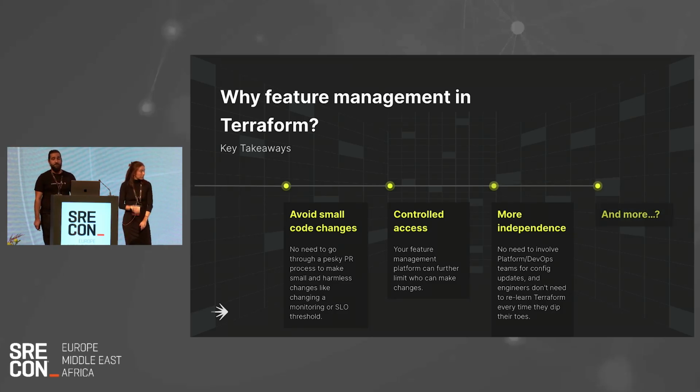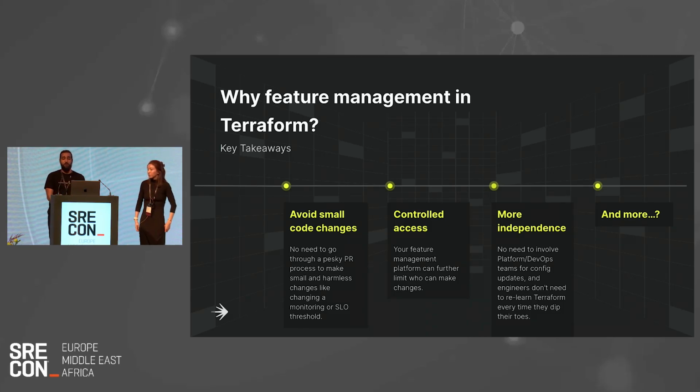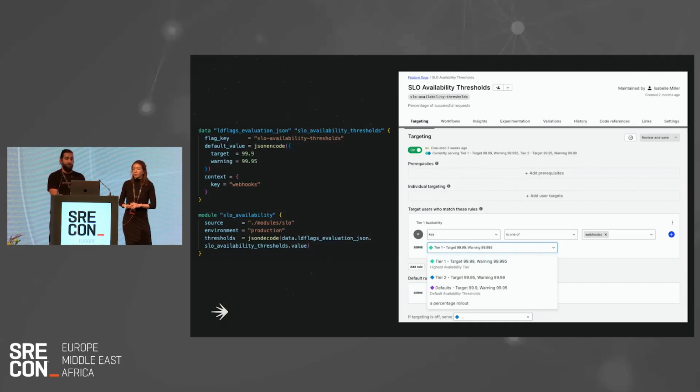We're currently dogfooding this internally for things like SLOs and monitoring thresholds and editing scaling attributes like the previous example we showed. And we're already seeing some of the benefits come to life. Let's look at another example.